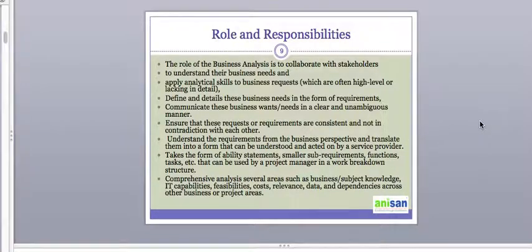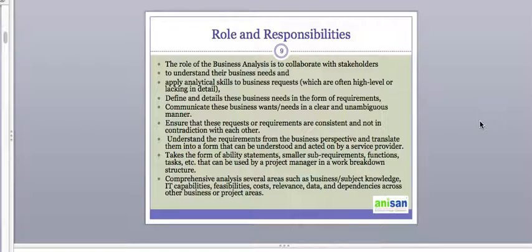When it comes to roles and responsibilities, some of those mentioned here are to understand their business needs and apply analytical skills to business requests. Now, apply the analytical skills: we have to understand when the business need, that is a problem or opportunity, has arisen. So we use our analyzing ability to identify the source of the problem, the impact of the problem, the impact in terms of processes, the database, the technology, and people, and what is the way forward. These are the various ways we analyze the request.